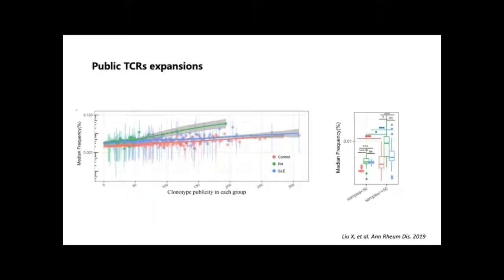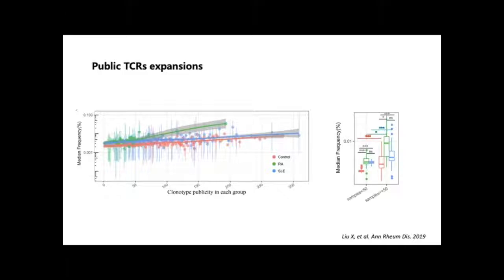We then look at the public clones. The X axis is the publicity, the number of individuals that harbor the public clones. We can see that with the increment of the publicity, or incidence of individuals, the frequency of these clones in the population becomes higher. This is the case in RA.